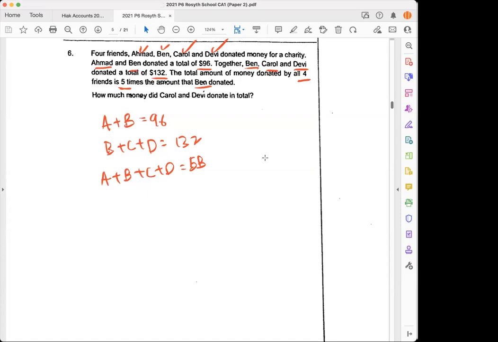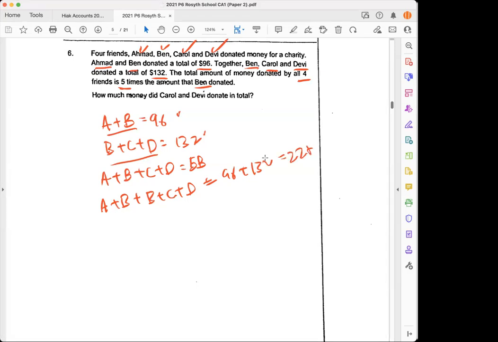So if I add these two numbers, 96 and 132, I will get, on the left side of the statement, A plus B plus B plus C plus D, right? This plus this. Then on the right, 96 plus 132, I'll have it as 228.